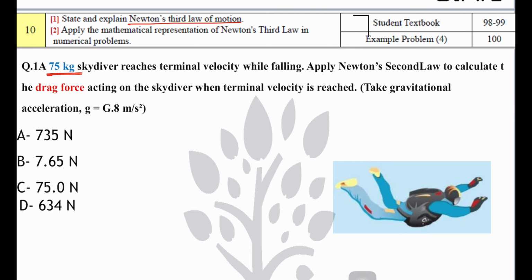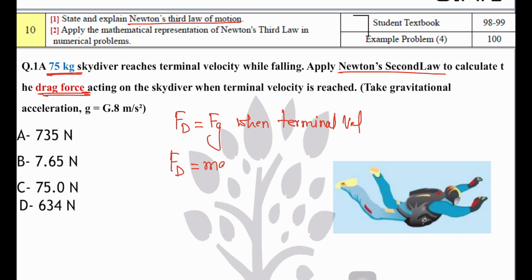A 75 kg skydiver at terminal velocity while falling. Apply Newton's second law to calculate drag force. Okay, as we know F drag is equal to Fg at terminal velocity. Yes or no? So can I say F drag is equal to mg? Yes or no? Okay, so 75 times g, I know 9.8. Solve it. So we will get 735 Newton. Clear? That is your F drag.